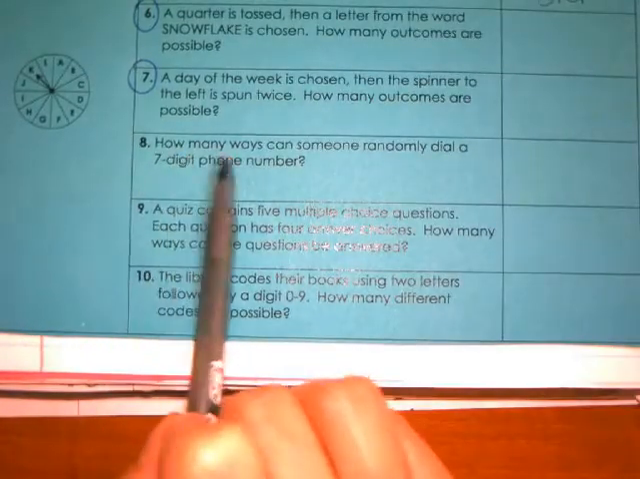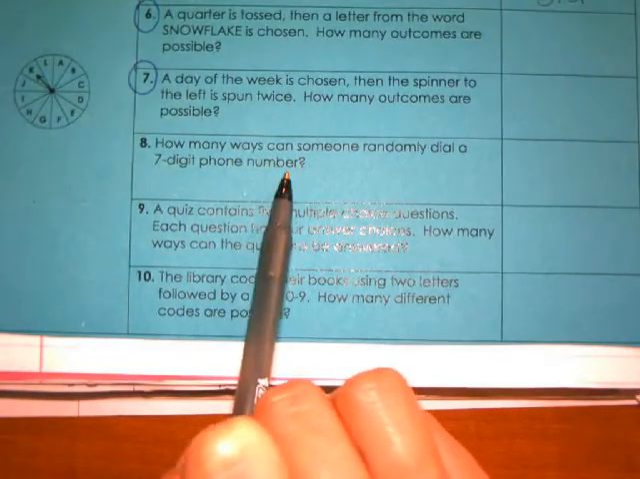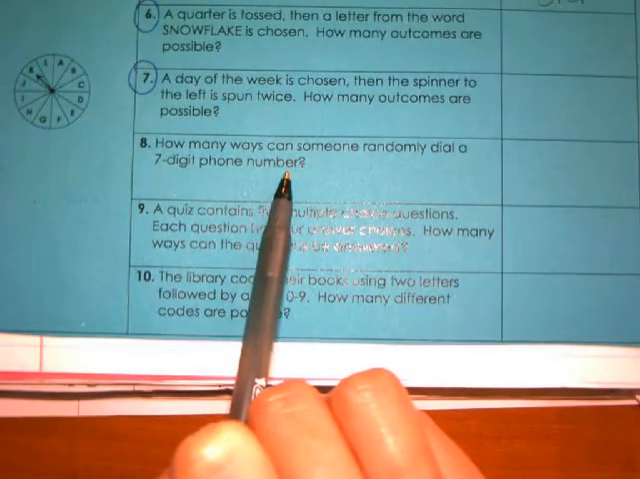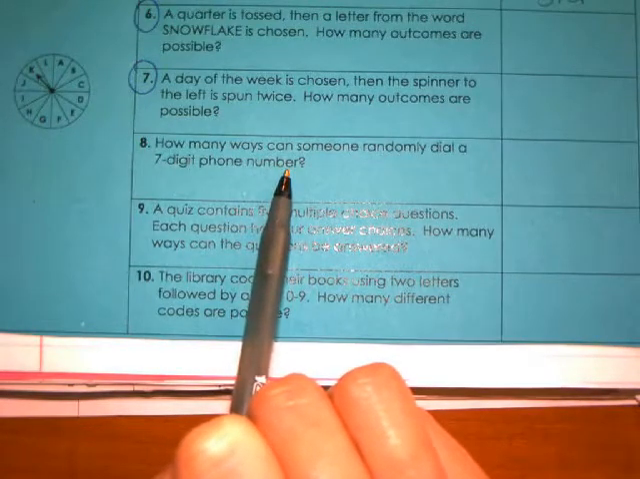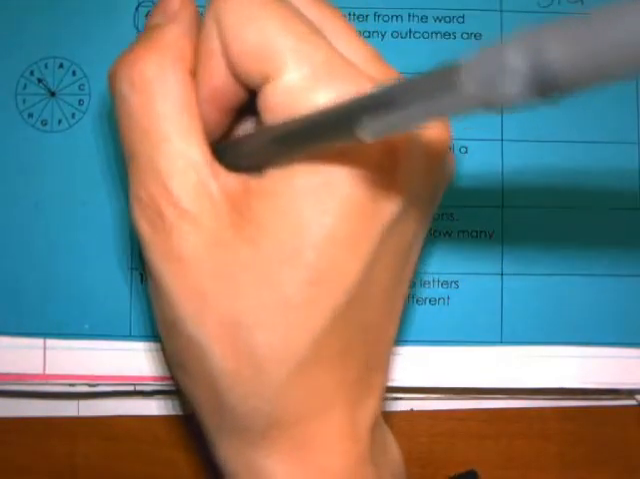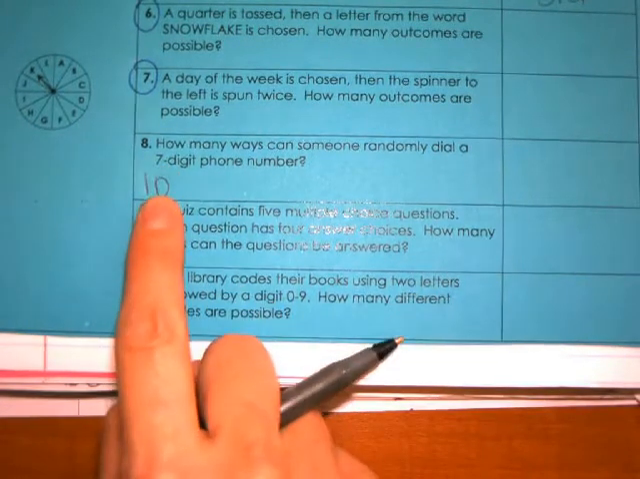It says, how many ways can someone randomly dial a 7-digit phone number? So if you're looking at a phone and you think about all the numbers that are on the phone, you've got the 1, 2, 3, 4, 5, 6, 7, 8, 9, and 0. That means there are 10 digits that are on a phone. So that means with my first number, and it's a 7-digit phone number, I would have 10 total options.